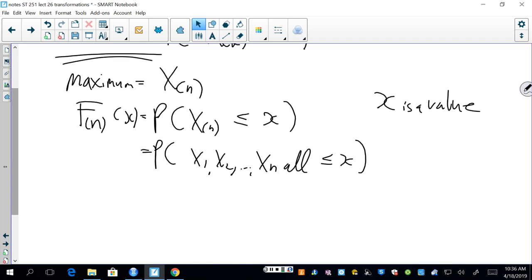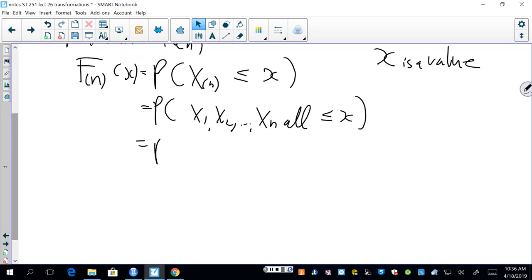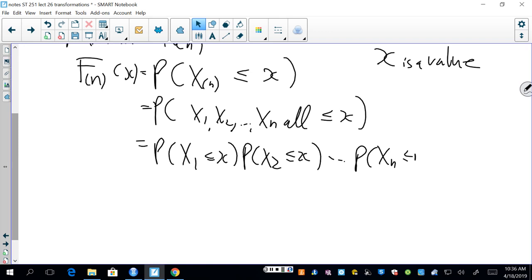But these are independent random variables, right? So the probability of all of these things happening is the probability that x1 is less than or equal to that, and the probability that x2 is less than or equal to that, all the way up to the last one. Probabilities multiply because of independence.